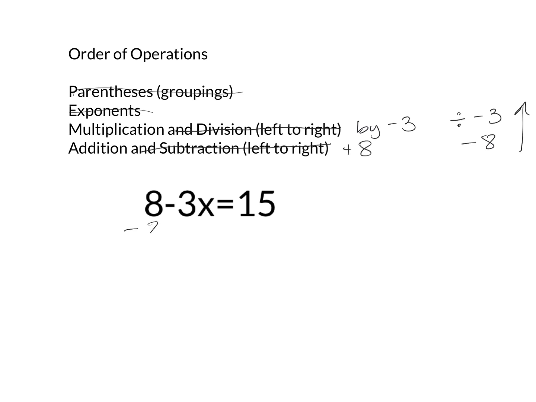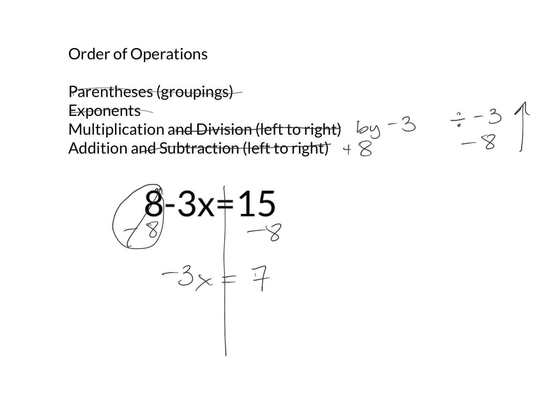So I'm going to subtract 8. Oh, I'll put my line down the middle. That gives me 0. Drop down, negative 3x equals 15 minus 8 is 7. Oh, that's going to be an ugly number. Oh well.